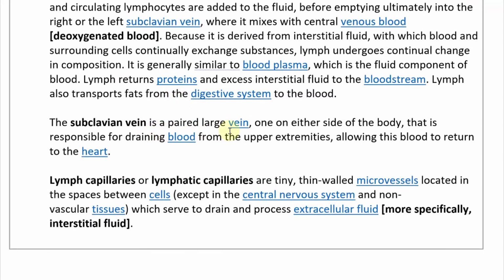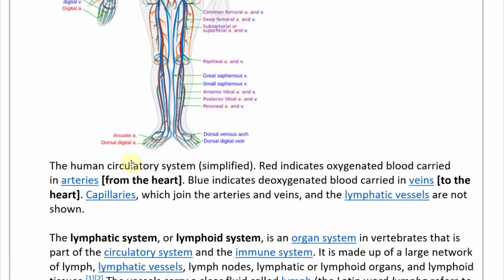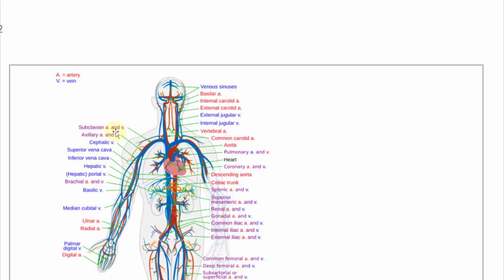So this one here is a paired large vein, one on either side of the body, that is responsible for draining blood from the upper extremities, allowing this blood to return to the heart. And we can actually see the subclavian vein in this diagram right here. So going to the circulatory system one. So here's subclavian vein, A and V.